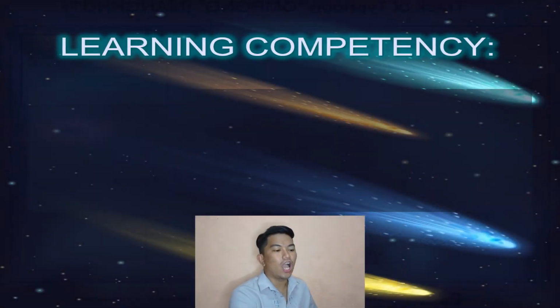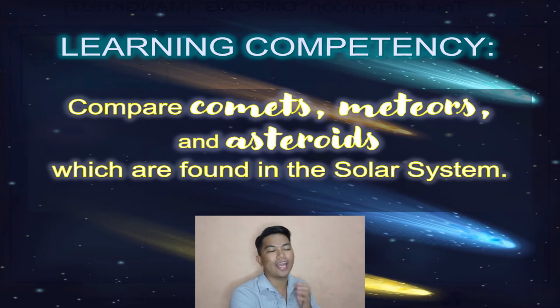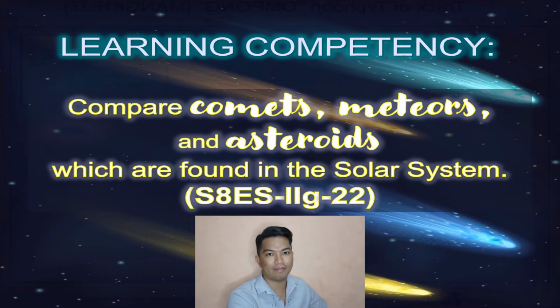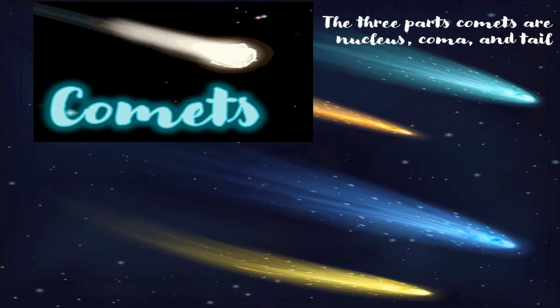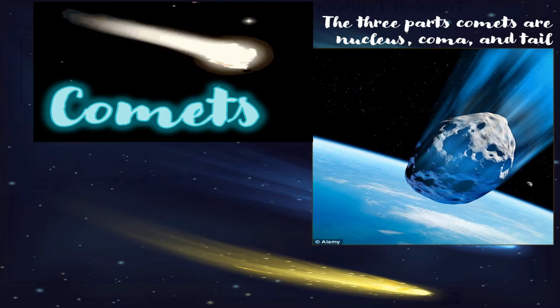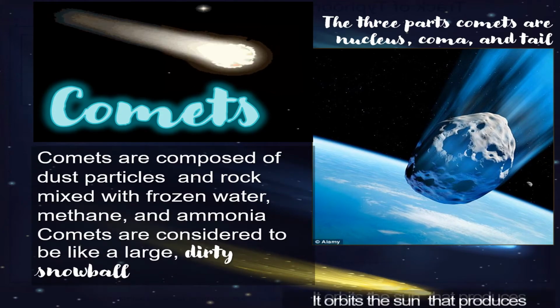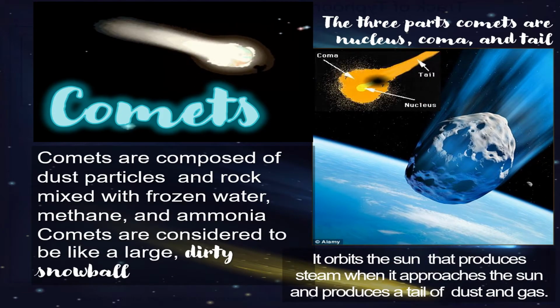Learning competency: compare comets, meteors, and asteroids which are found in the solar system. First is comets. The 3 parts of a comet are the nucleus, the coma, and the tail. Take a look at the illustration. This is the coma. This is the nucleus, which we can find inside the comet, and there is a tail. It orbits the sun and produces steam when it approaches the sun, forming a tail of dust and gas.